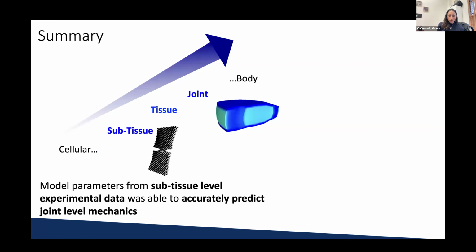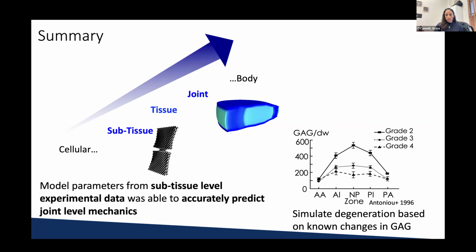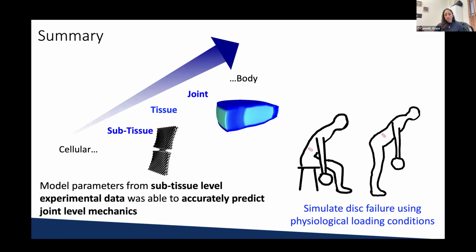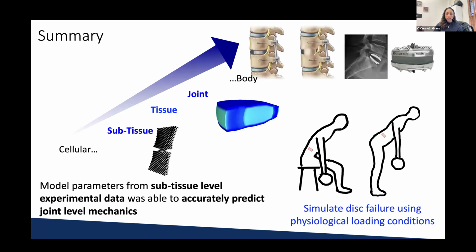So to summarize, what I've shared today is that we developed a model from the subtissue level to the joint level using experimental data and disc composition information. And we can use this to simulate what happens with degeneration based on known changes with GAG composition throughout different regions of the disc. We could also simulate disc failure, looking at what happens with changes in different types of flexion and magnitude in that loading condition. And then lastly, we also looked at surgical options in terms of tethering. And this is a new exciting pathway that my lab is going into.